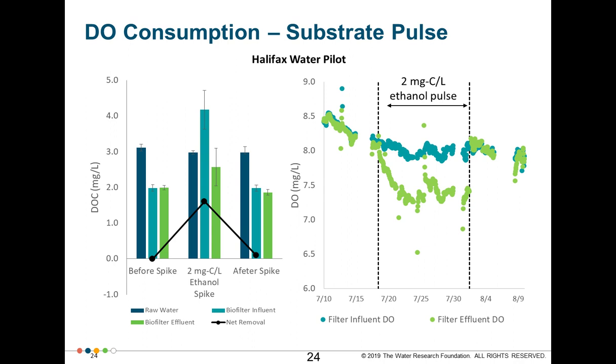A controlled experiment that we did at one of our pilots was to look at addition of a substrate. We added 2 milligrams of carbon per liter of ethanol, and we looked at, over a duration of 2 weeks, how much additional organic carbon was removed and how much DO was consumed. When the 2 milligrams per liter of carbon was added, we saw an increase in organic carbon removal up to 0.92 milligrams per liter.